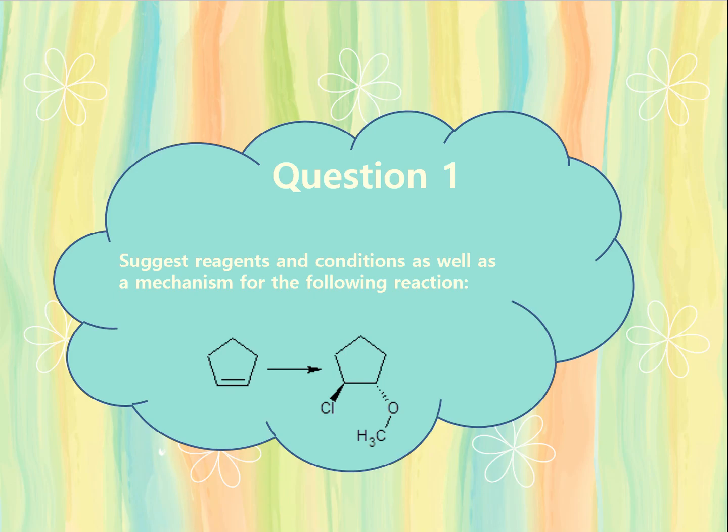So that leads us to question 1, which says: suggest reagents and conditions as well as a mechanism for the following reaction. We have essentially the same molecule, so this is just an exercise to go through. We have our symmetrical alkene here, and we need to figure out what reagents and conditions will effect this product.